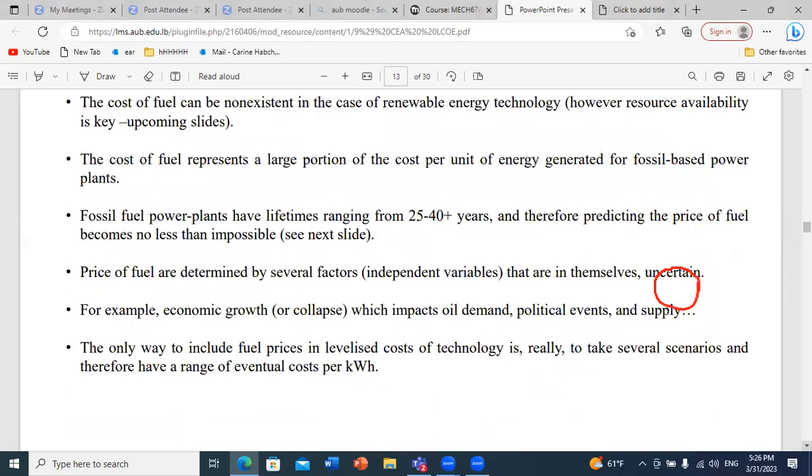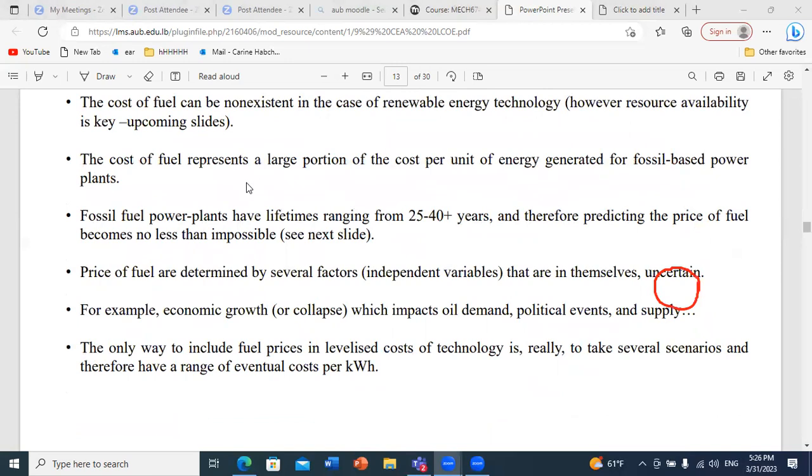Now, the cost of fuel can be non-existent in case we use renewable energy technology. However, resource availability is a key component, and you know that renewable energy is not available at all times, and in general, we always need to have a backup for it. That's what makes it a little bit challenging because you need to use several systems at the same time.